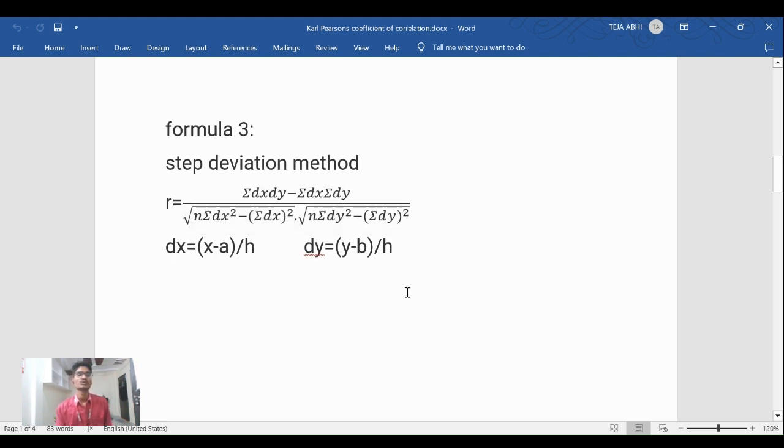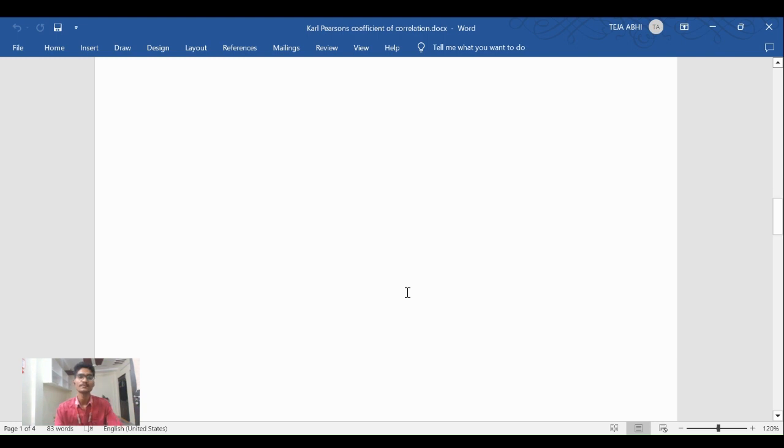Using these three formulas, we can find the coefficient of correlation from Karl Pearson's method. Let's see an example.